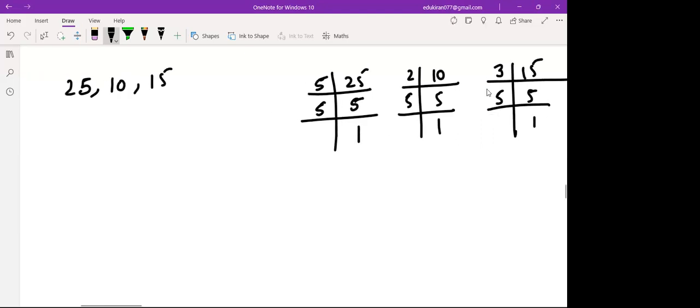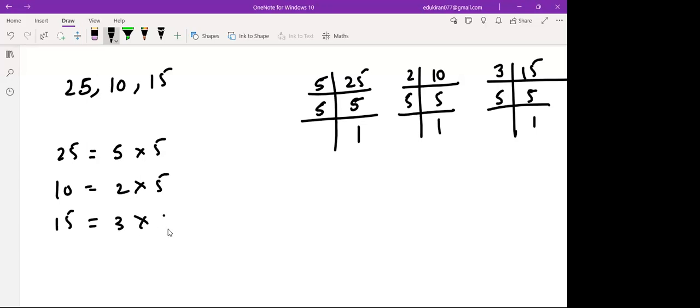Do you know how I am doing this prime factorization? Yes ma'am, we already finished it in school. Okay. So if I write this, 25 will be 5 and 5. 10 will be 2 into 5. And 15 will be 3 into 5.